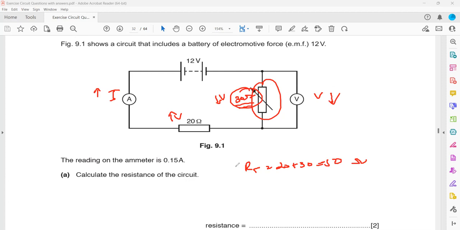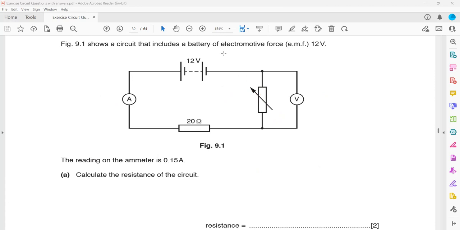So this is a series or potential divider circuit. In a potential divider circuit, if one side's voltage decreases, automatically the other side's voltage will increase because the total should be constant. For example, say this is 20 ohm, this one is 60 ohm. The total is 12. Maybe out of 12, there are 4 volts here and 8 volts here. So the voltmeter reads 8.